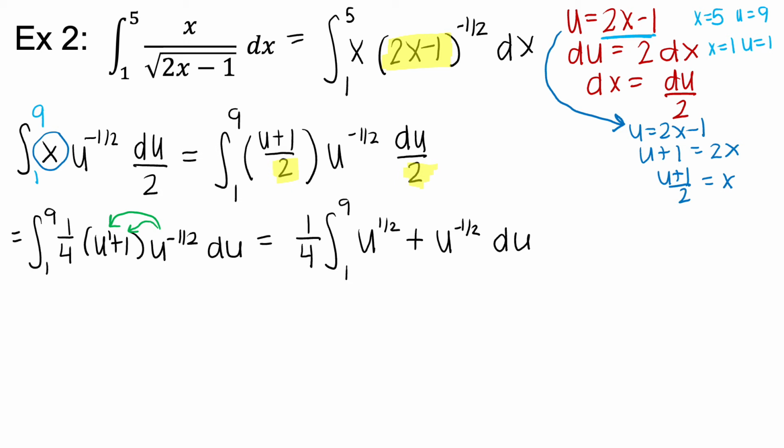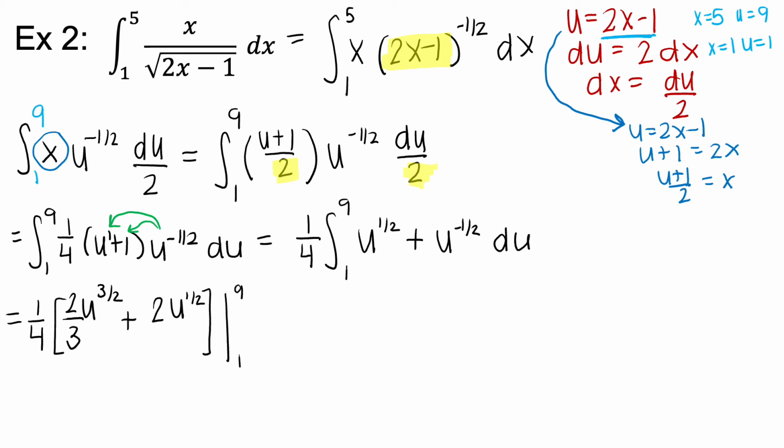Okay, finally, after all of that work, we are at a place where we now have an integral completely in terms of u, including our upper and lower limit, and now we can go ahead and integrate as usual. So keeping our 1/4 on the outside, u to the 1/2, when we integrate, we get u to the 1 higher power, which would be u to the 3/2 divided by 3/2 or multiplied by 2/3, plus u to the negative 1/2, take it to the 1 higher power, becomes u to the 1/2, and then divide by 1/2 or multiply by 2. And then we are, of course, going to be evaluating this from 1 to 9.